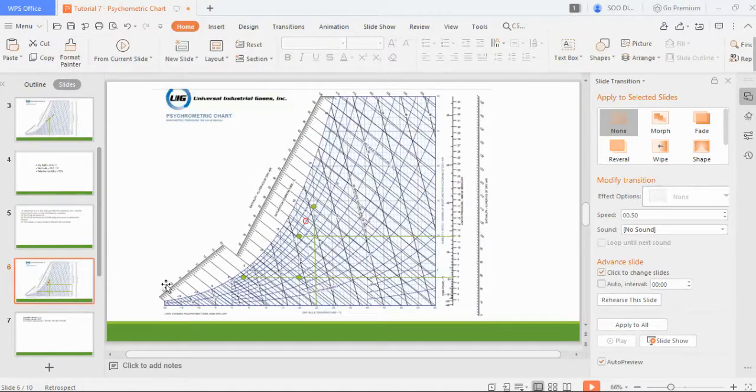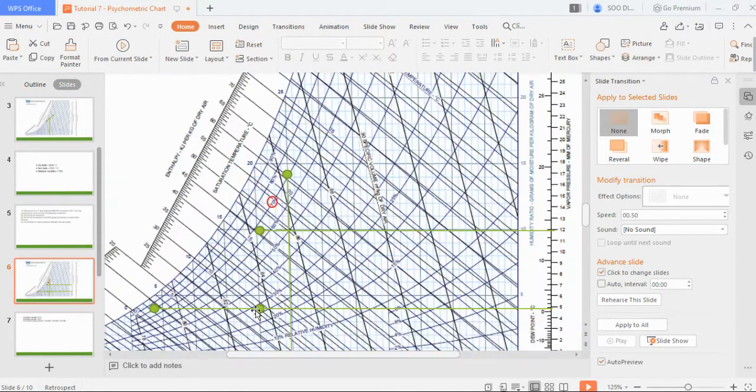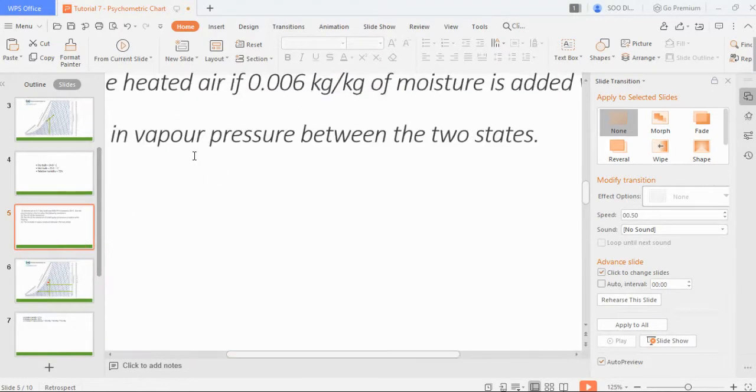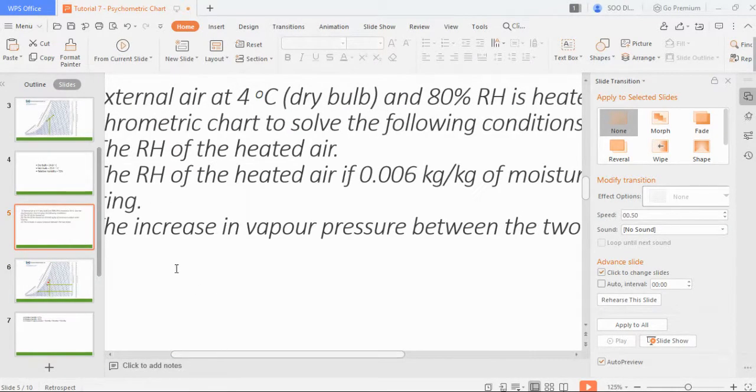For that, the first one is pretty straightforward. Your dry bulb is at 4 degrees, which is here. You draw a line up, and you're given an RH of 80%. So you follow this line down. This is your first point. And then you draw a line all the way towards here. Then you are heating this same particular air to 20 degrees. When you heat this air to 20 degrees, the relative humidity changes. So now you have to find what is the relative humidity of the heated air.